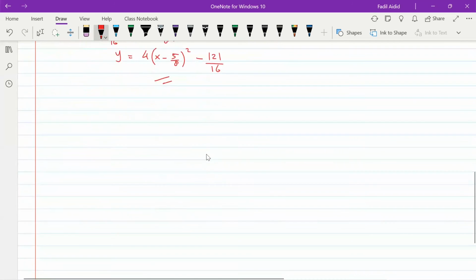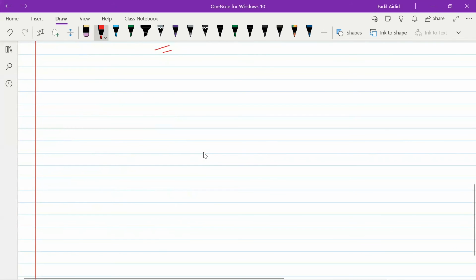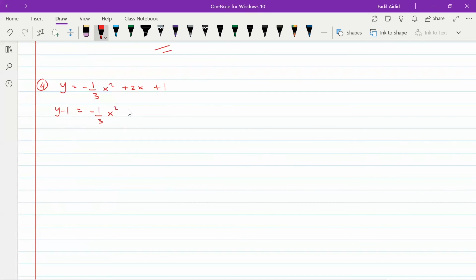Now the last example is where the coefficient of x squared is basically a fraction. So y equals minus 1 over 3 x squared plus 2x plus 1. So we subtract 1 from both sides to get rid of the constant term on the right side here. So it's going to be y minus 1 equals minus 1 over 3 x squared plus 2x. Take half of the coefficient of the x term. So 2 divided by 2, and then we square it. So it's just 1 squared.